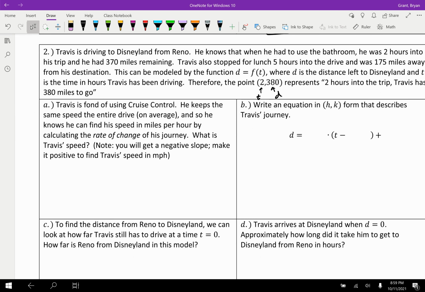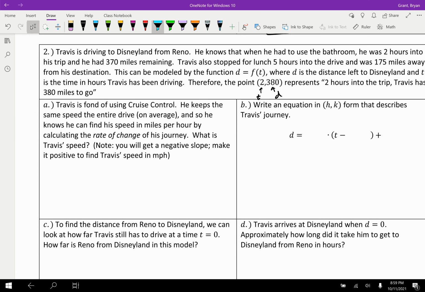Travis is fond of using cruise control, right? That's what keeps your car traveling at the same speed. He keeps the same speed the entire drive, on average, give or take. And so he knows he can find his speed in miles per hour by calculating the rate of change of his journey. What is Travis's speed?